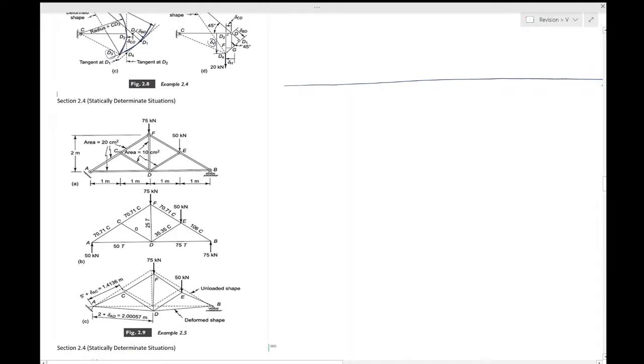Okay. So now look at this case of this truss structure. Again, you have seen this before. It's from the example 1.4. It has exactly the same loads. Only thing is, now the material is aluminum.